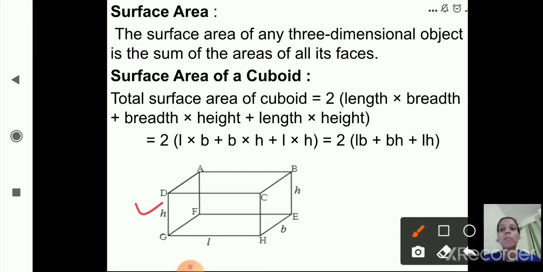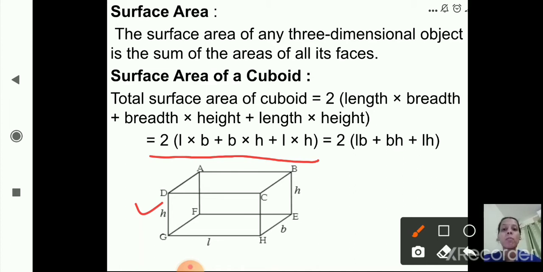So the formula is 2 outside the bracket, inside the bracket, length into breadth, L into B, plus breadth into height, B into H, plus length into height, L into H. As you can see here, 2 outside the bracket, inside the bracket, LB plus BH plus LH. LB means length into breadth, BH means breadth into height, and LH means length into height. Okay, so this is the formula to find the total surface area of a cuboid.